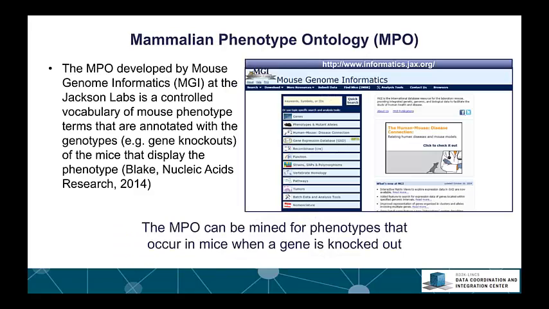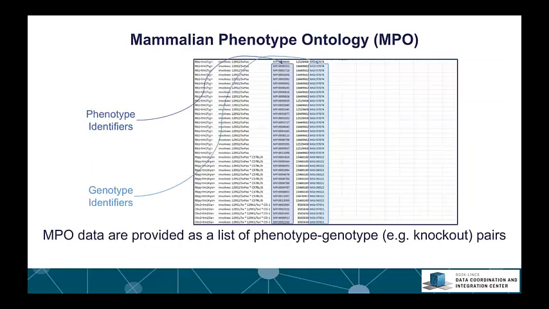The mammalian phenotype ontology is a controlled vocabulary of terms describing the morphology and physiology of mouse organs, tissues, and cells. Each phenotype is annotated with the genotypes of mice that display the phenotype. The MPO contains phenotype annotations for genetic perturbations of thousands of genes, and therefore provides a wealth of information about gene function. The mammalian phenotype ontology dataset is structured as a list of phenotype-genotype pairs. This already places it in the form of an unweighted bipartite graph.